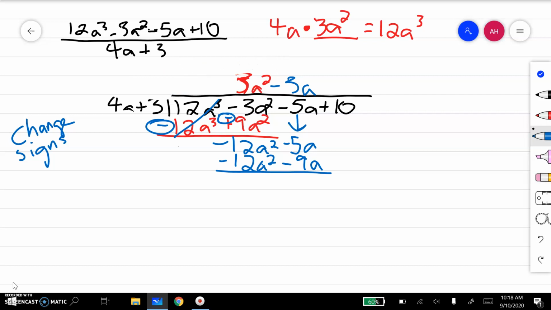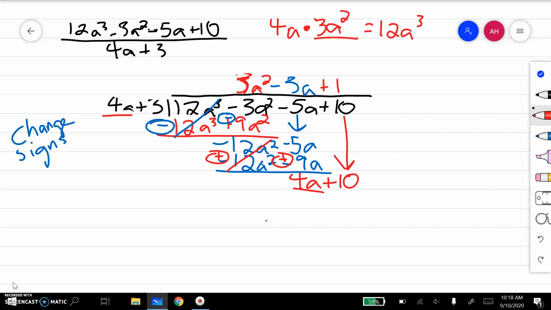All right, then don't forget to change the signs. So we're going to change this to a plus, change this to plus. Then negative 12a squared plus 12a squared cancels. Again, that should always happen. Then we have negative 5a plus 9a, which is positive 4a. Bring this one down. Okay, and we've got to do it all over again. You're not finished until you can't bring anything else down. So I'm going to say 4a times what gives me 4a? Well, 4 times what is 4, and that's just 1, so we have plus 1.